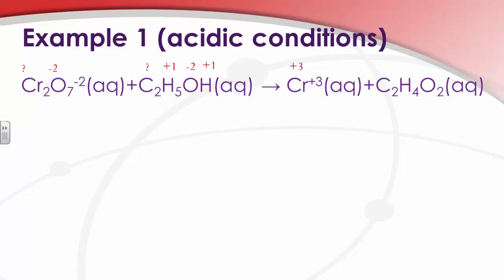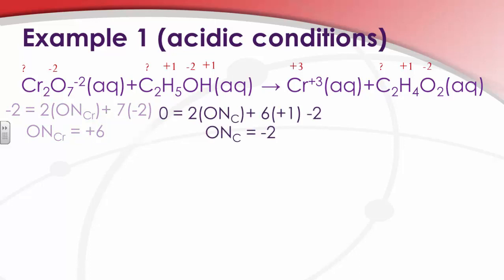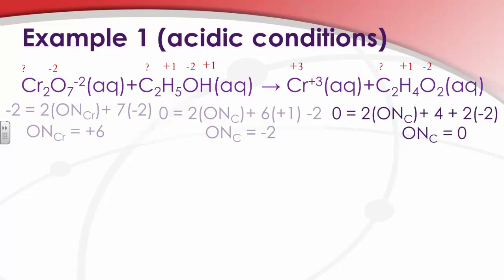Now this one's no mystery. Since there's a +3 charge, chromium has an oxidation number of +3. Carbon's another question mark, and again, +1 for hydrogen and -2 for oxygen. And when we're finished here, we can use our simple math skills in order to determine the oxidation numbers, just like we did yesterday. So if we follow the algebra through, the oxidation number for each chromium atom is +6. The oxidation number for the carbon, -2. And on the product side, the other carbon has an oxidation number of 0.